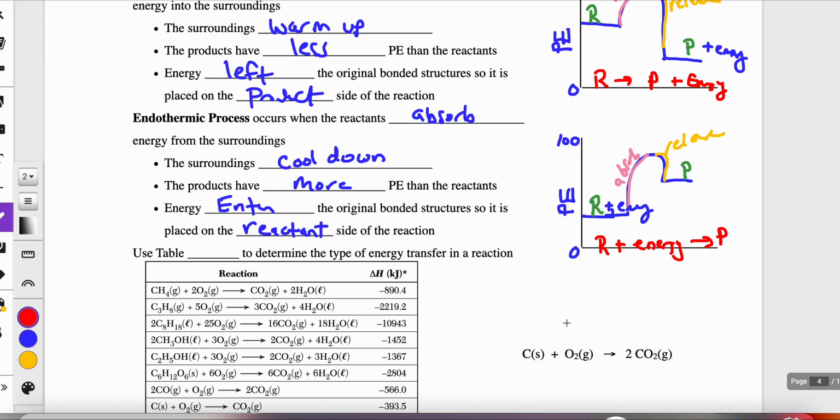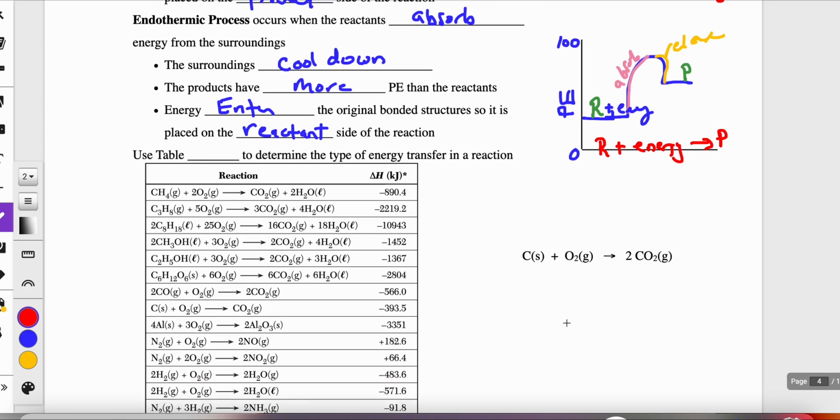Now, you're going to have to be able to identify whether a given reaction is exothermic or endothermic, or identify the amount of energy absorbed or released.